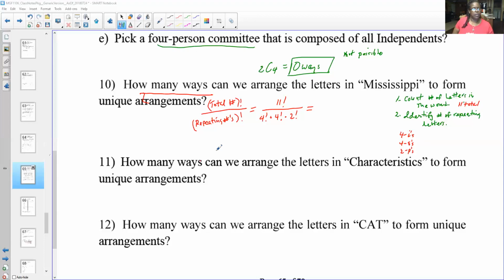Now push enter, and it should give you your correct response. So you get 34,650 ways. Did you get it? Okay, so we should have 34,650 ways.